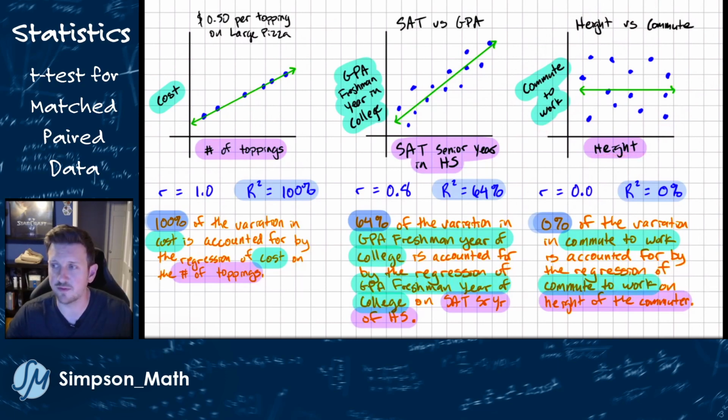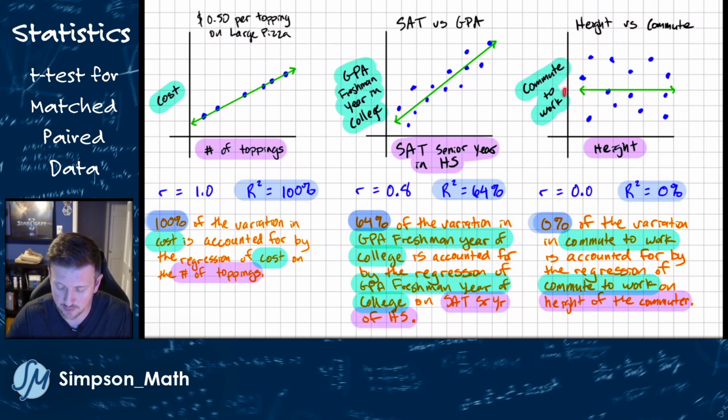Taller people don't commute further, and shorter people don't commute further. There's no relationship between those two things. It's a little bit of a nonsense thing to ask. So that R would be 0. If I square 0, I get 0, but we report R squared as a percent, so I would say 0% is none of the reasons why.